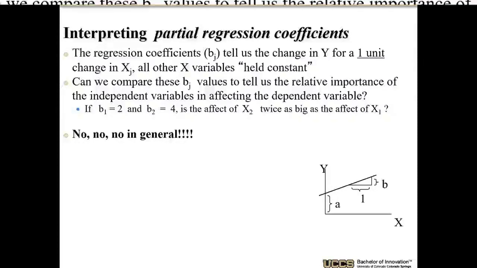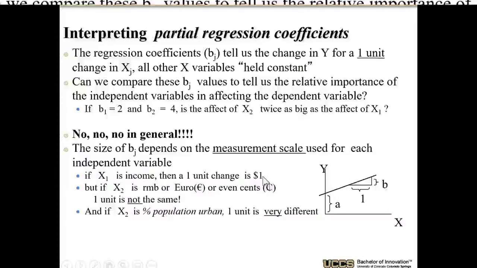So if I have two variables where the slope of one is 2 and the slope of the second one is 4, is the average effect of x2 twice as big as the effect of x1? And the answer is not in general. So you have to be careful when you try and interpret these.